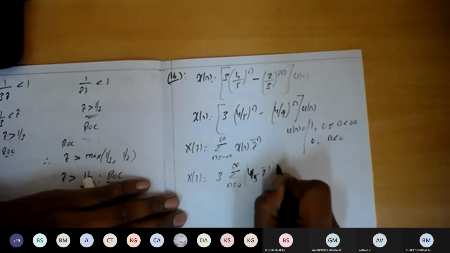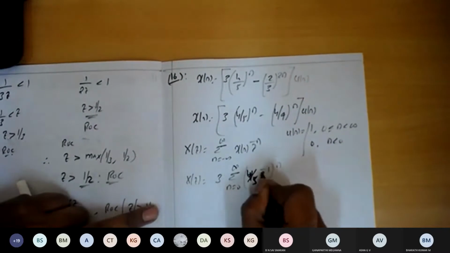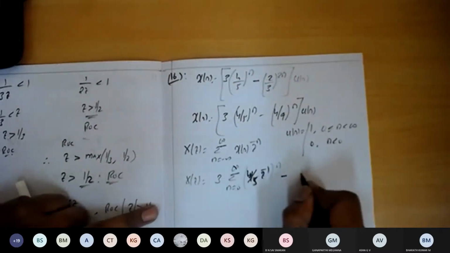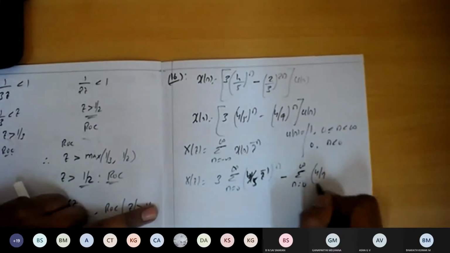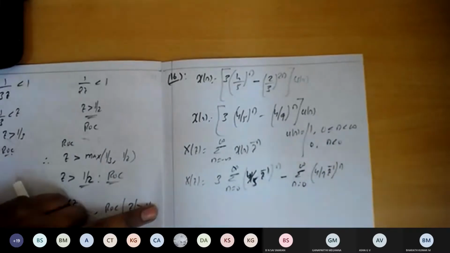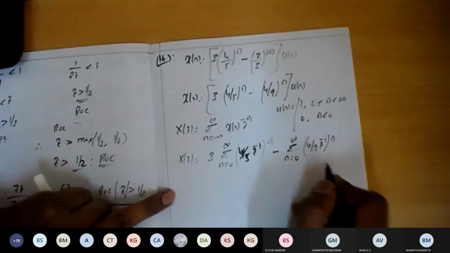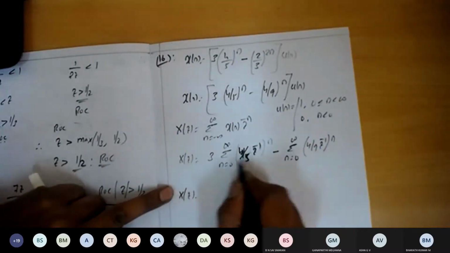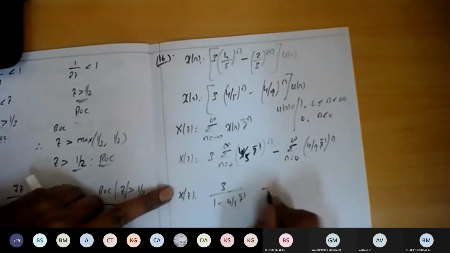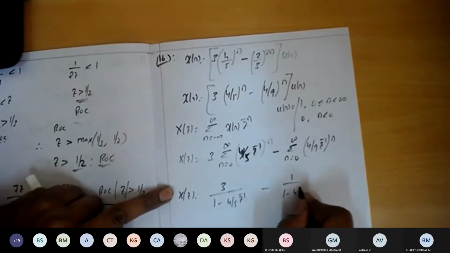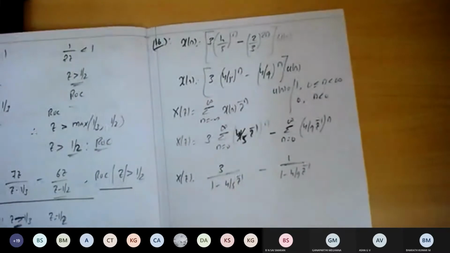So 4 by 5 Z inverse all to the power of n. So minus summation, we have another summation because of this term, n is equal to 0 to infinity, 4 by 9 into Z inverse all to the power of n. So this is 4 by 5 and this is 4 by 9. Now let us take the Z transform of this one. So when you take the Z transform, this has become Z divided by 1 minus 4 by 5 into Z inverse, minus 1 divided by 1 minus 4 by 9 into Z inverse.